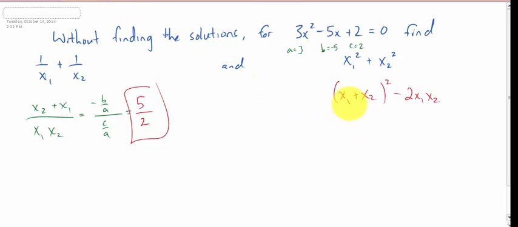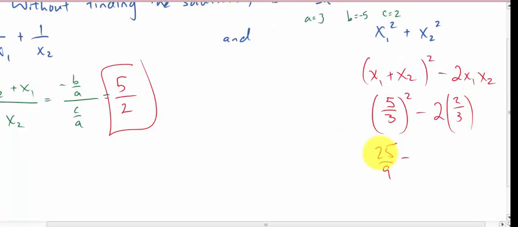Okay, x1 plus x2, that's opposite b over a, so that's 5/3 squared, minus 2 times the product, so c over a, 2/3. 25/9, take away 4/3, and we get 13/9.